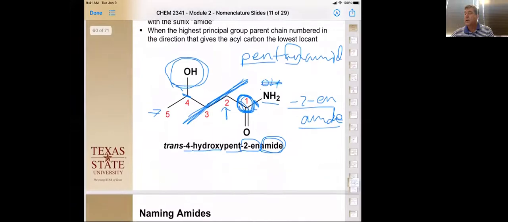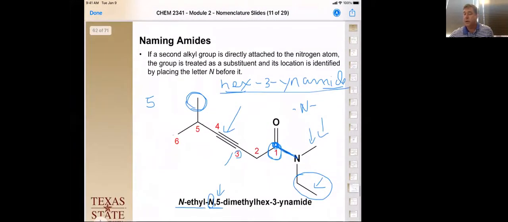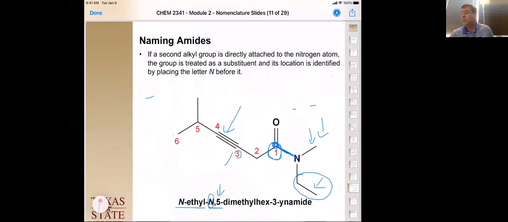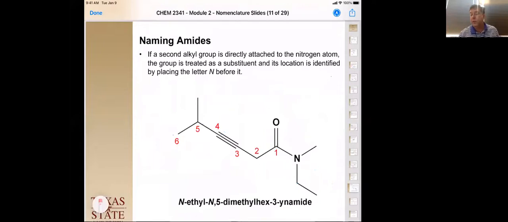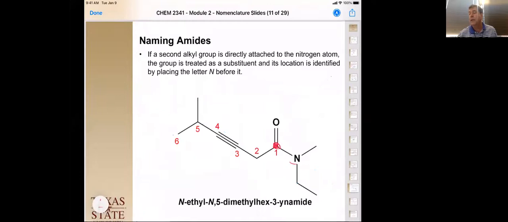So we did that one, we did that one. Now let's do this one. We're going to put all those rules together, okay? And this one is a tertiary, okay? And so we're going to use all the rules in correct order. We're going to first identify our parent chain. Oh, look, here's a carbonyl attached to a nitrogen. That's our functional group, amide. Okay. Now we know that this is our number 1 because that's the carboxylic acid.